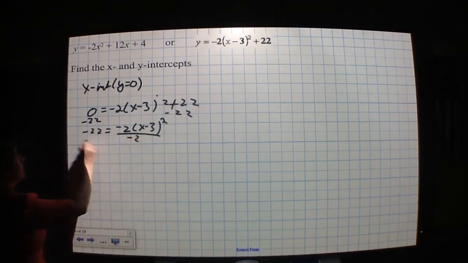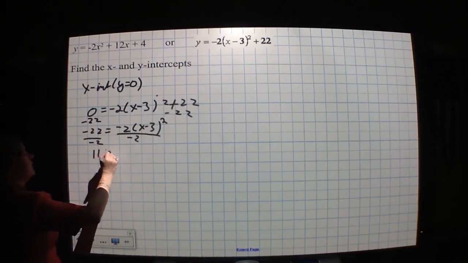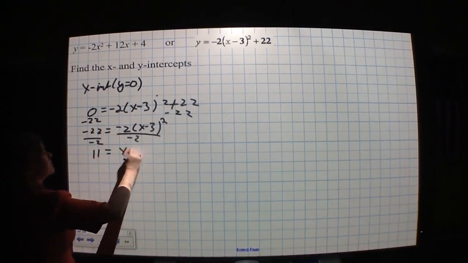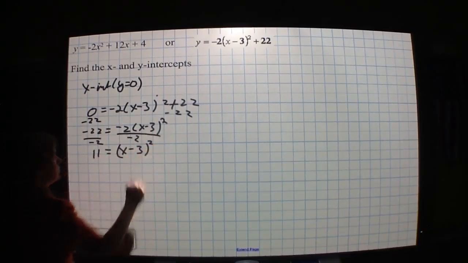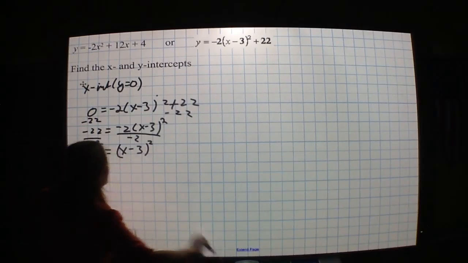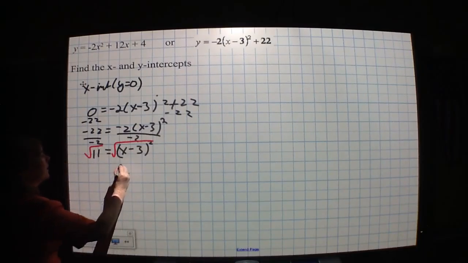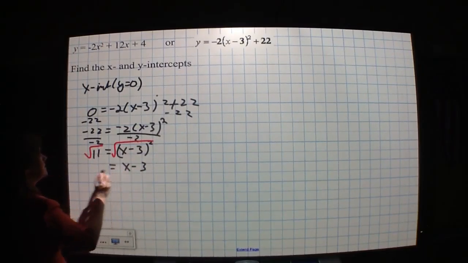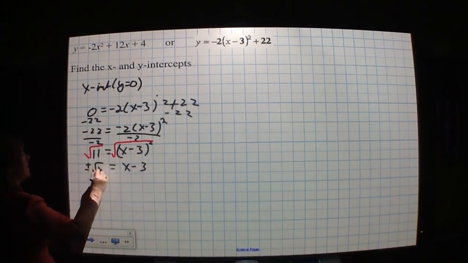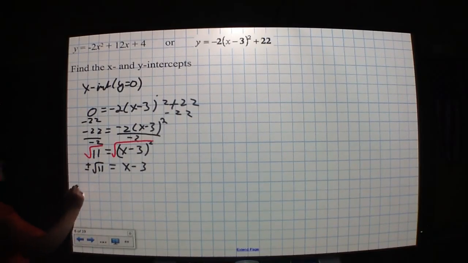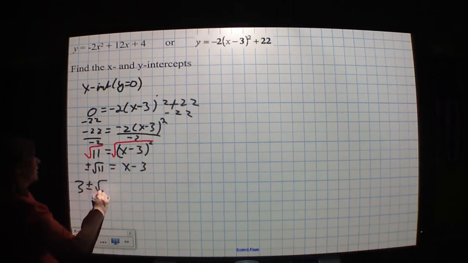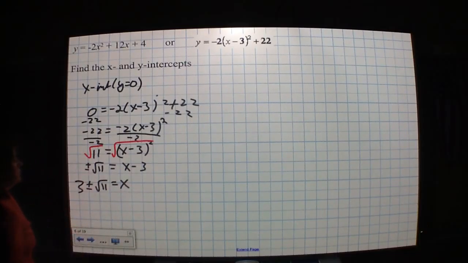Divide through by -2. I have 11 is equal to x minus 3, quantity squared. Take the square root of each side. x minus 3 is equal to plus or minus radical 11. Add 3 to each side. 3 plus or minus radical 11 is equal to x. So the x-intercepts are 3 plus radical 11 and 3 minus radical 11.